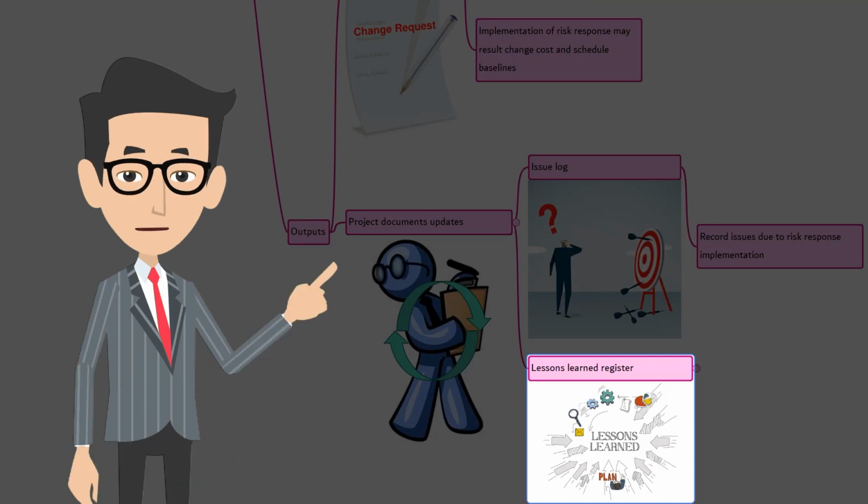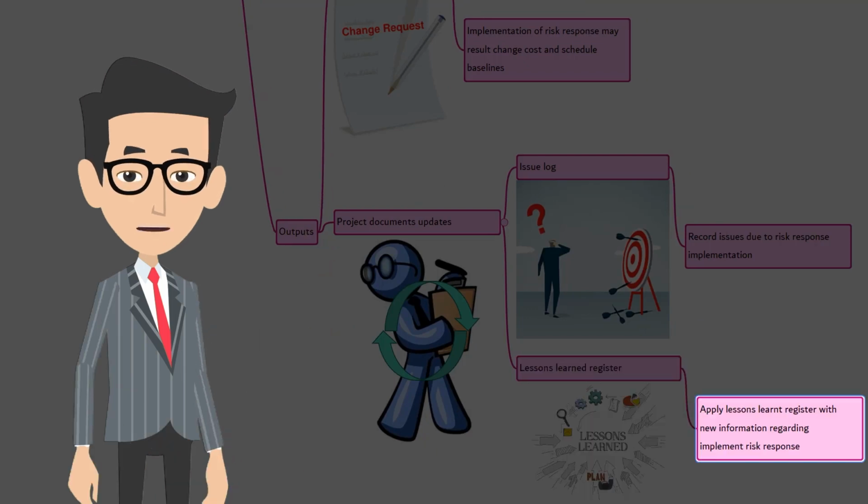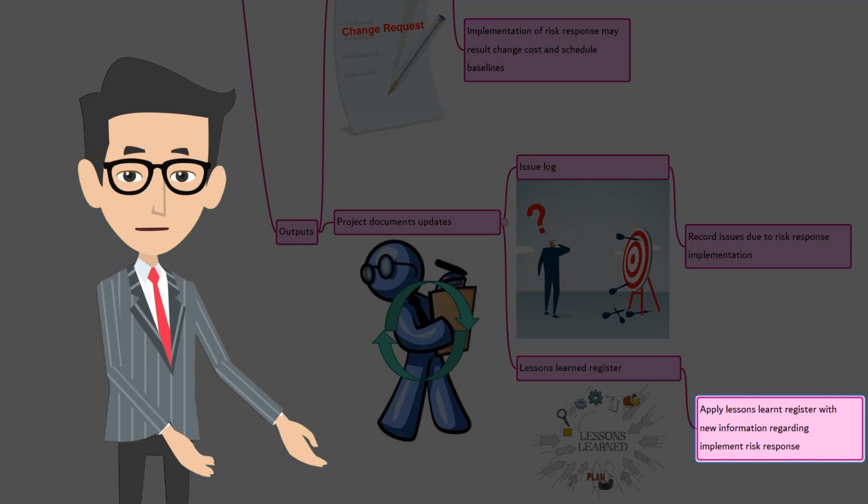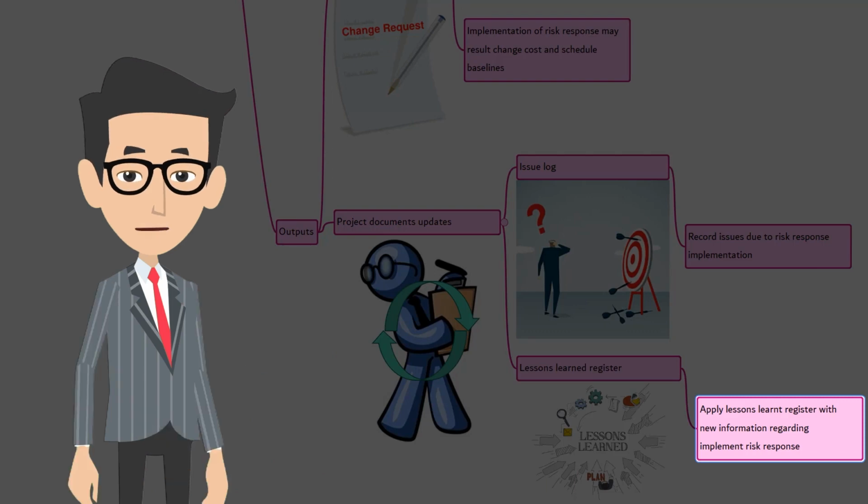Lessons learned register. The lessons learned register is updated with information on challenges encountered when implementing risk responses and how they could have been avoided, as well as approaches that worked well for implementing risk responses.